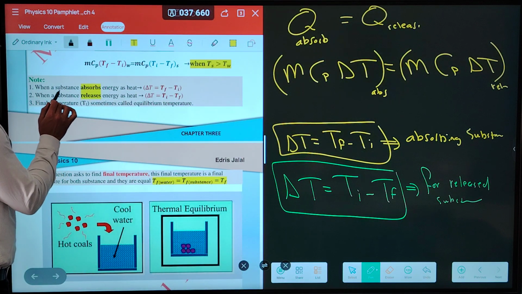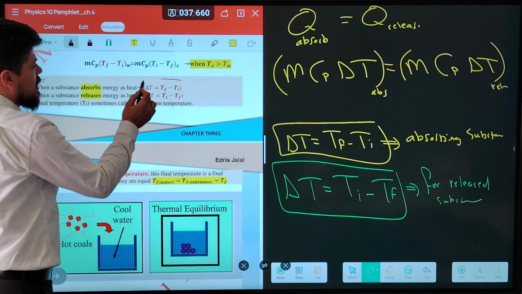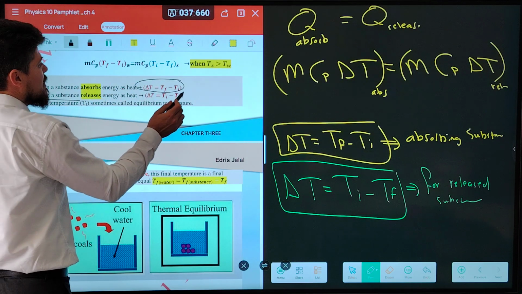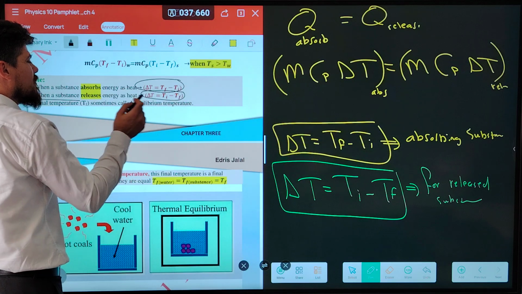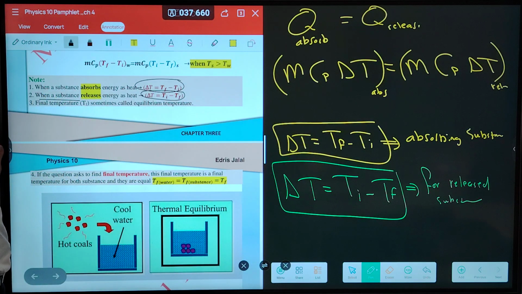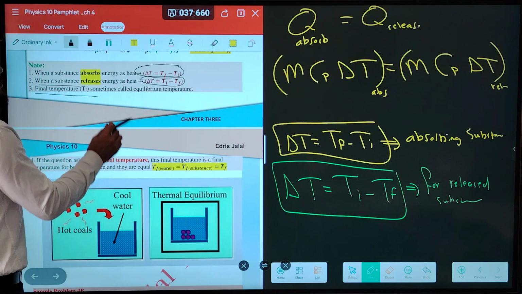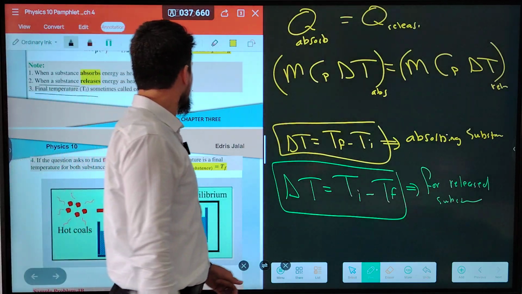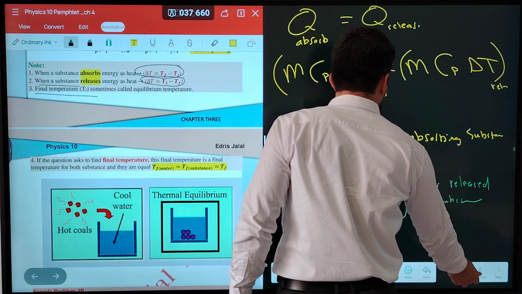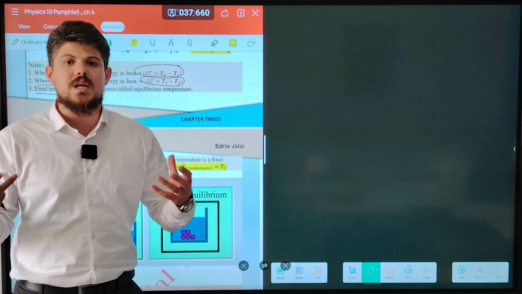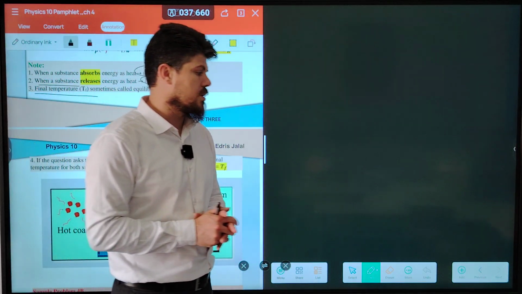Look, as I mentioned here, when a substance absorbs energy, delta T is equal to what? T final minus T initial. But when a substance releases energy, delta T is equal to what? T initial minus T final. This is not scientific, this is just to make the questions easy to understand. Okay? And final temperature is sometimes called the equilibrium temperature. Final temperature is the same temperature for both substances after physical contact.